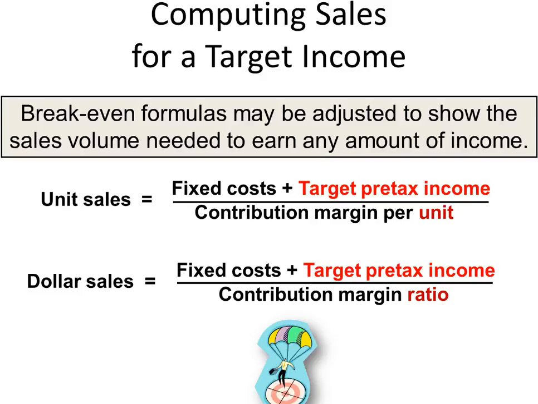Computing sales for target income. So it can be adjusted so if you want to show if I need to make a certain amount of money, like maybe let's put in who wants to break even, let's at least try to get a 20% return on our product. So you can adjust it for that. And so you're going to take away the taxes.